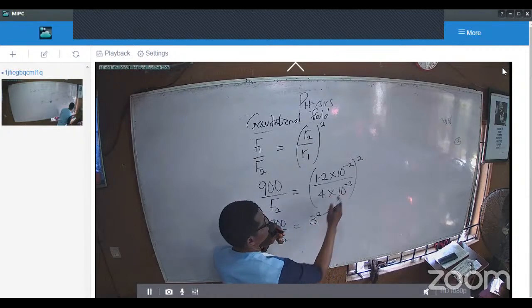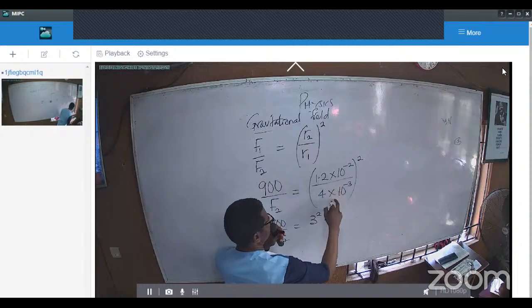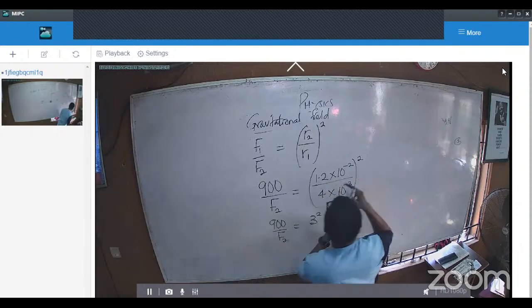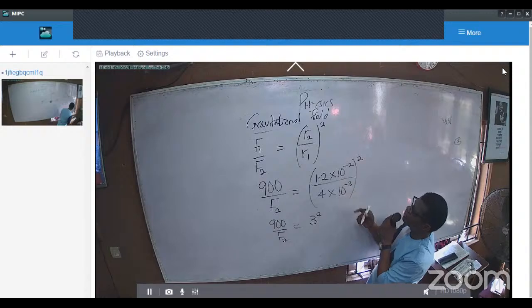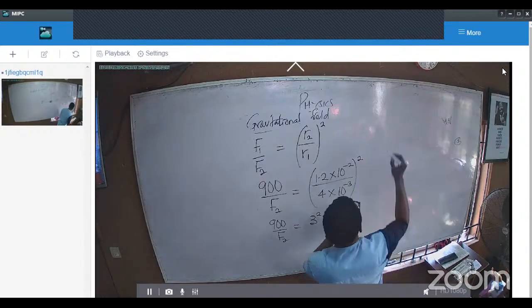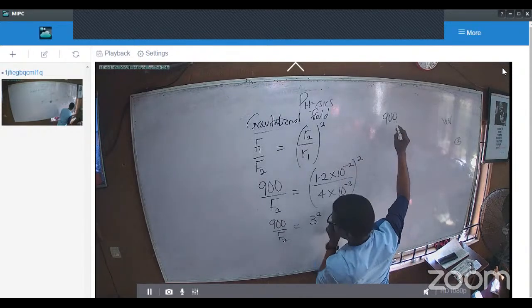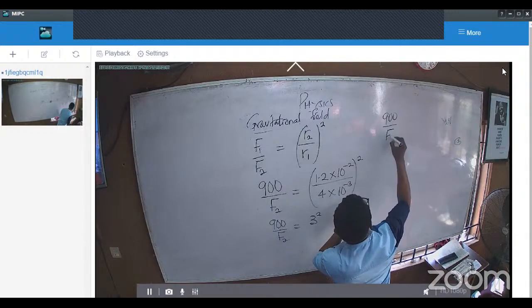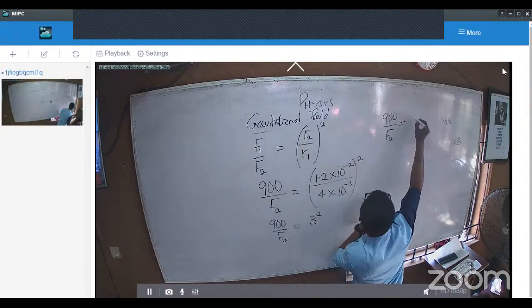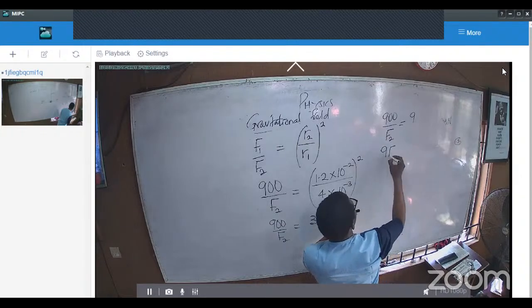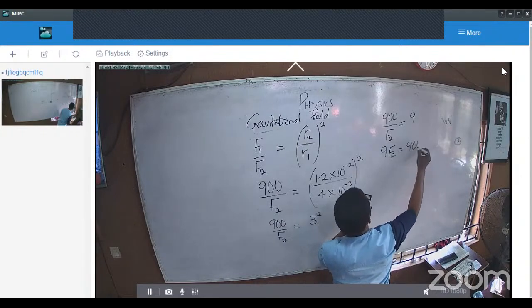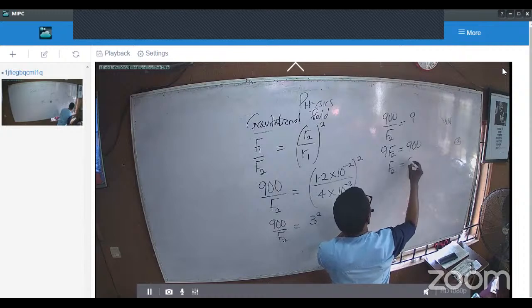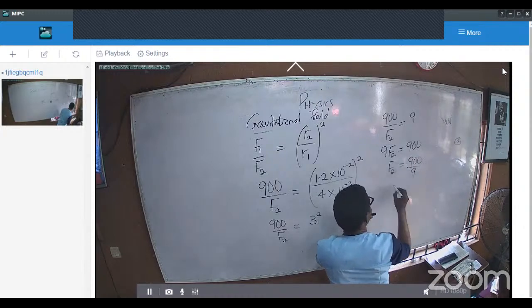Don't say yes just because of me, I just do my own. Is it 3? This divided by this one, is it 3? Are you sure? So 900 over F2 equals 3 squared. What is 3 squared? 9. So 9F2 will be how much? 900. So F2 would now be 900 over 9. So what's the answer? 100 Newton.